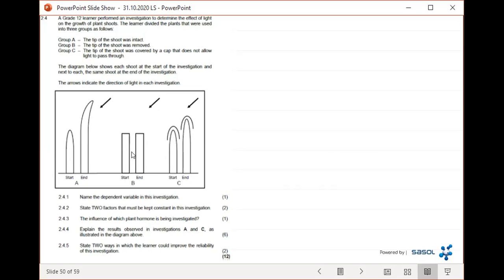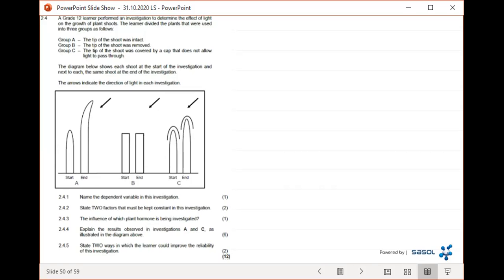And then group B, which is in the middle, the tip of the shoot was removed. So as we can see, there is no tip there. Then group C, the tip of the shoot was covered by a cap that does not allow light to pass through. Another diagram below shows each shoot at the start of the investigation and next to each the same shoot at the end of the investigation. So now the arrows indicate the direction in which each shoot grew in each investigation, right? Then we have 5 questions there.